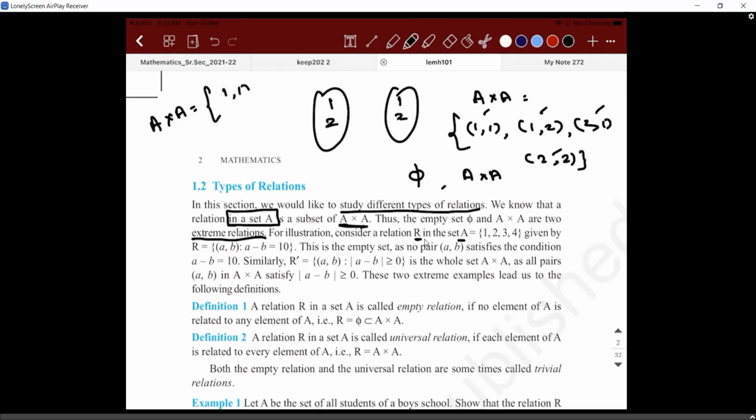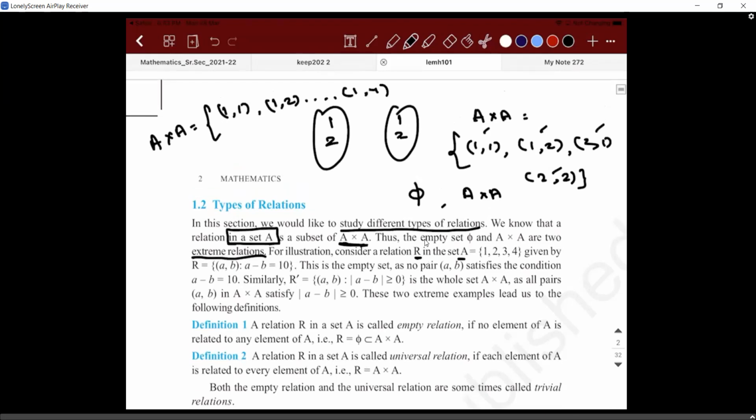So when I write the ordered Cartesian product, it is (1,1), (1,2), and it goes on till (1,4). Correct? What will be the last element? There will be 16 elements, so the last element will be (4,4).